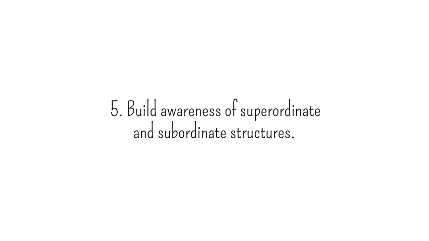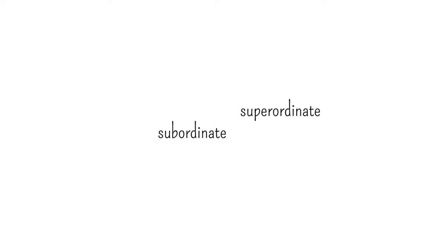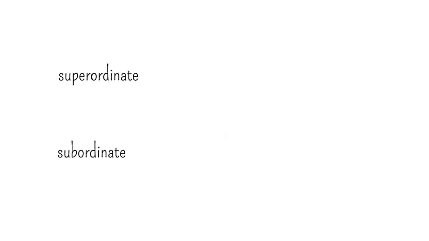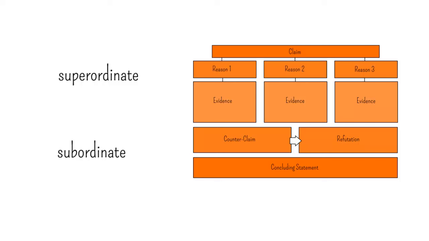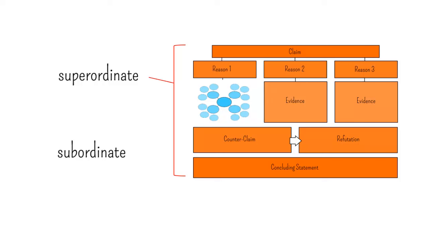Once students have studied structures in shorter, simpler pieces, start to build their awareness of superordinate and subordinate structures. What are these? Well, a superordinate structure is the main overall structure used to organize a text. So suppose you have a text that's set up in an argument structure. That's the superordinate structure of the piece. But suppose for the first reason, the writer gives a detailed description of something. They have actually plugged a descriptive structure right into the larger argument structure. So that would be the subordinate structure.